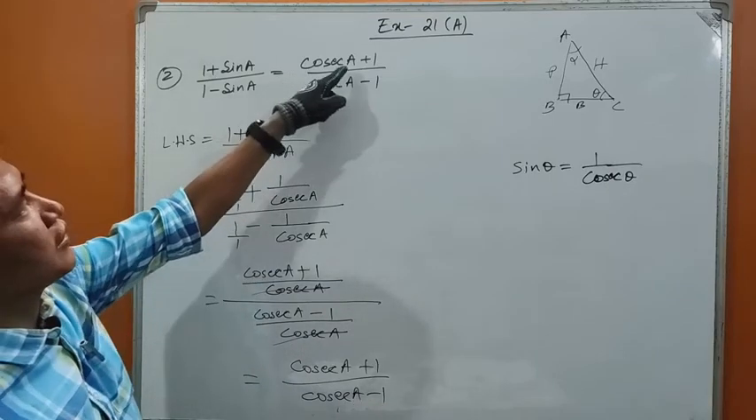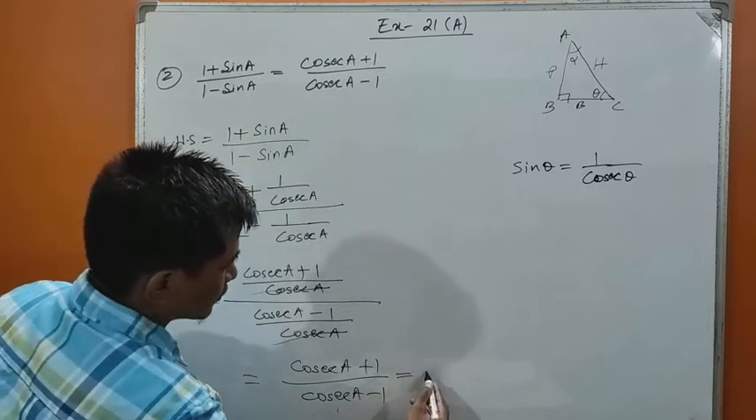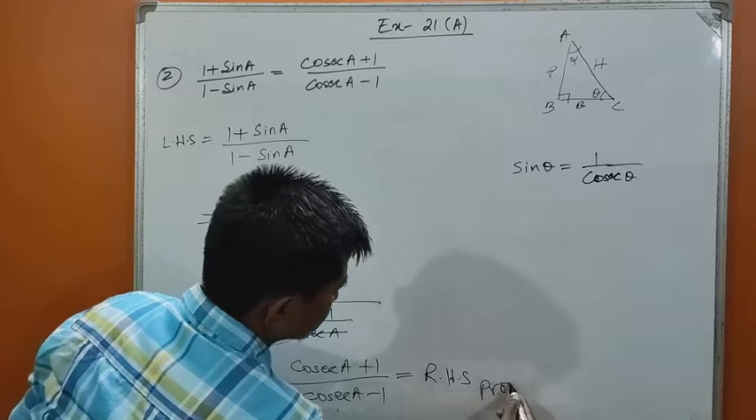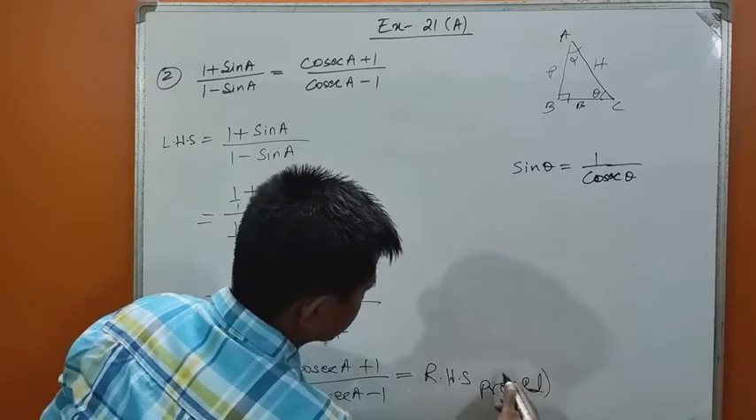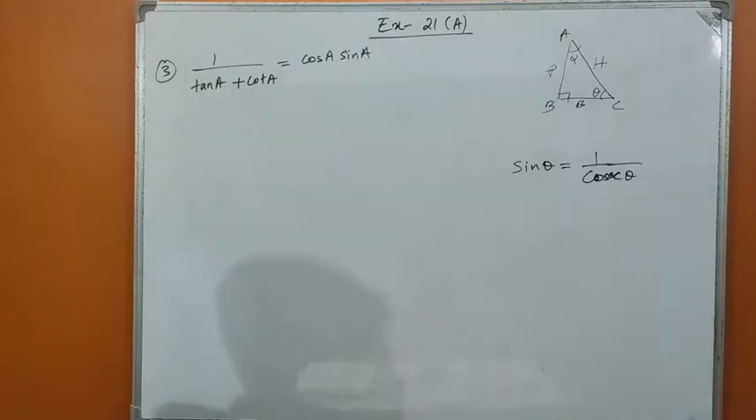So this is the right hand side: cosec a plus 1 upon cosec a minus 1. So this gives us right hand side, hence proved. Now let us move to the third question. Let us do question number 3.